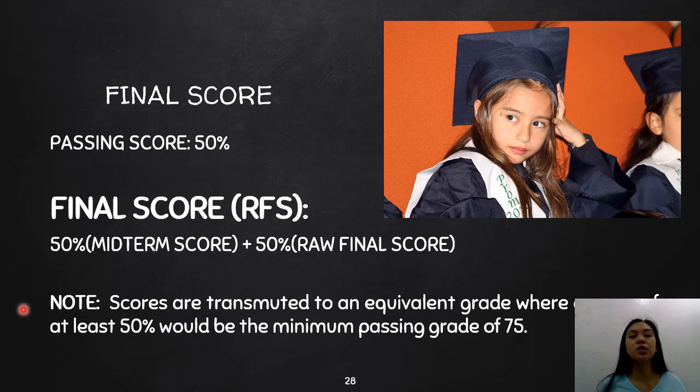It says here, scores are transmuted to an equivalent grade where a score of at least 50% would be the minimum passing grade of 75. So kunyari, na-calculate nyo na yung midterm score nyo and yung raw final score nyo. If the final score that you got is more than 50%, ibig sabihin pasado yun. If the final score that you got is less than 50%, then that means kinulang po yung inyong scores.